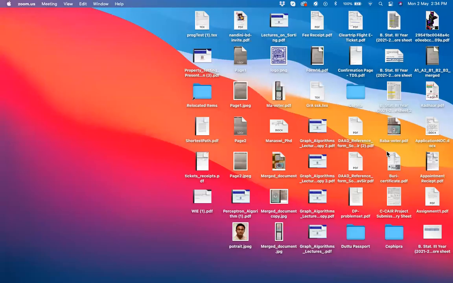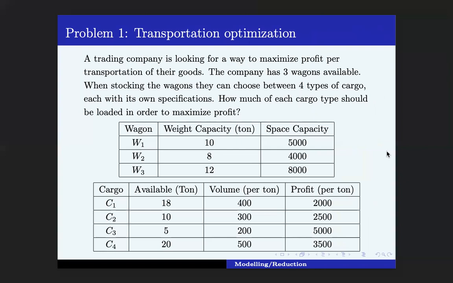Where did I share screen? Yeah. So let me continue with the share screen thing. So think of this problem in this way. You are a shipping company, okay?